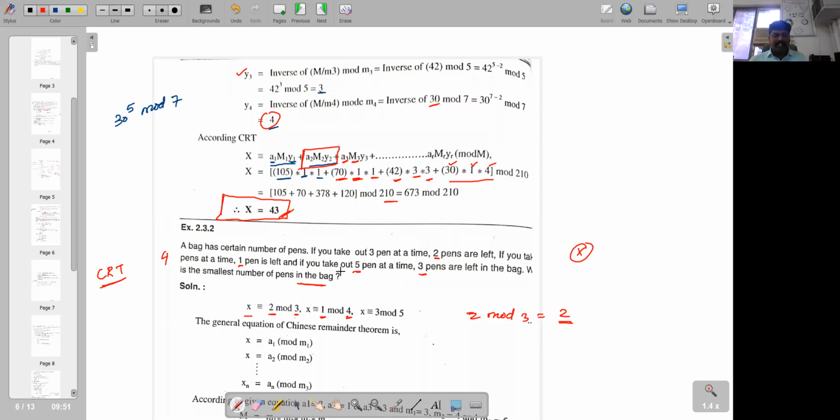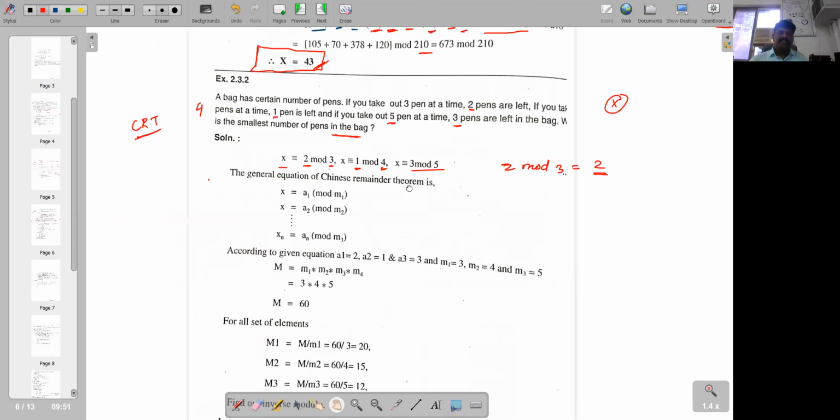And then the third equation they are trying to form is that, based on that, if you are taking 5 pens out, 3 pens are left. So 3 mod 5 is equal to 3. So we have formed the 3 equations, right? x equal to 2 mod 3, x equal to 1 mod 4, x equal to 3 mod 5. Is it clear? Yes, sir.